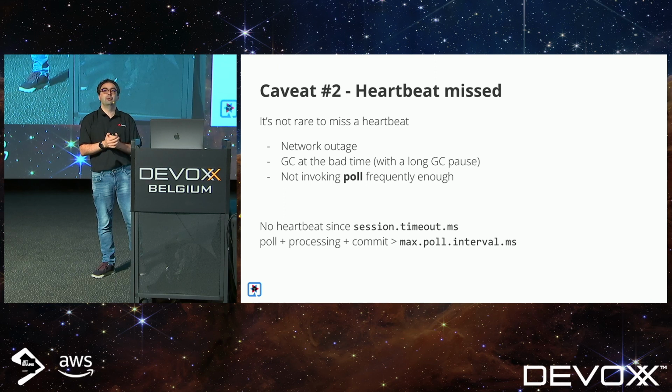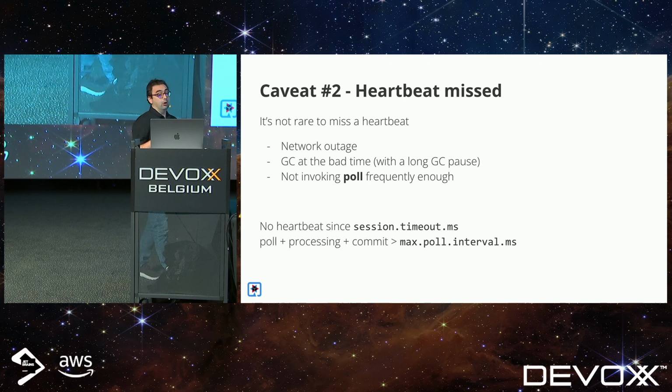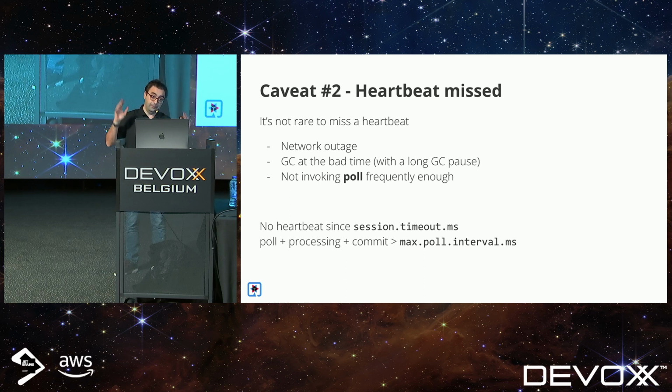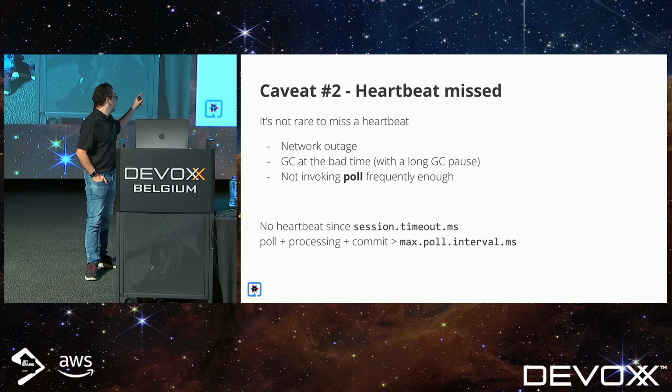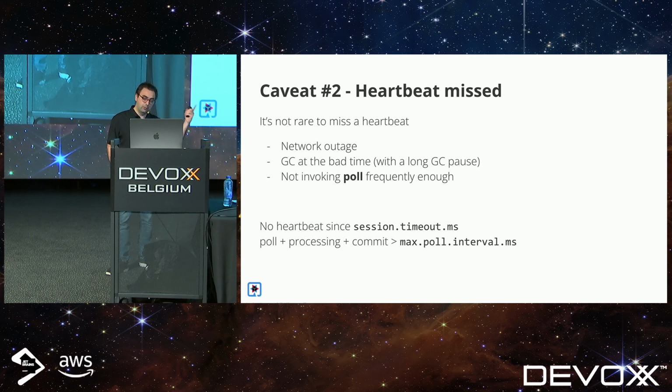Or your code is wrong and you don't call poll frequently enough, and then in that case, yeah. So basically, how it's computed: if you don't have any heartbeat in session.timeout.ms, you're considered dead. And if poll plus processing plus commit is greater than max.poll.interval.ms, you're considered dead. So the consumer is not part of the group, rebalance again.